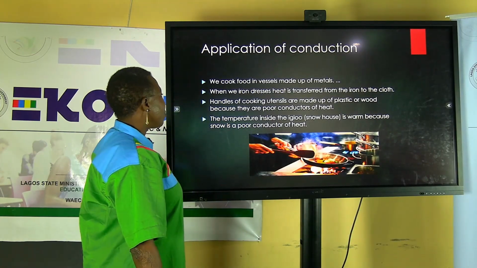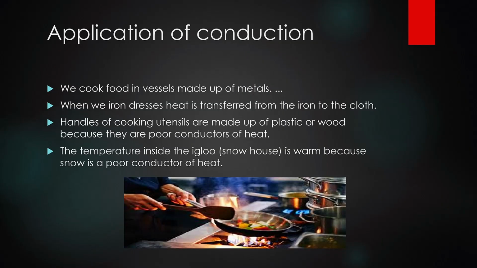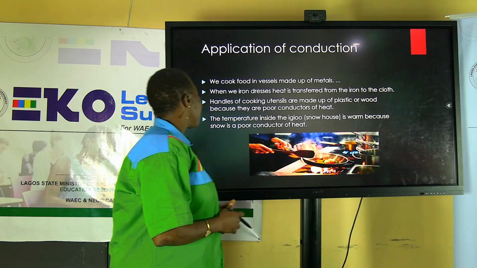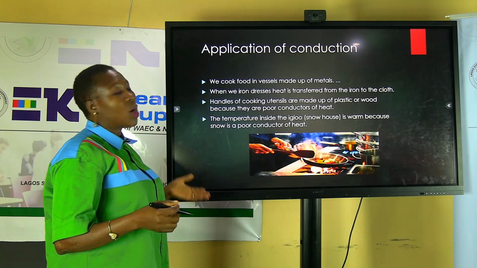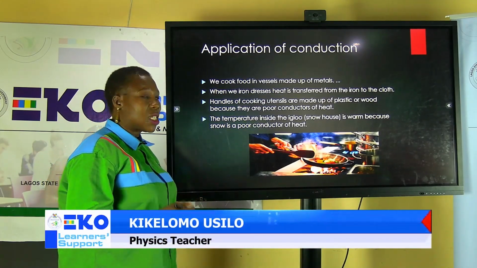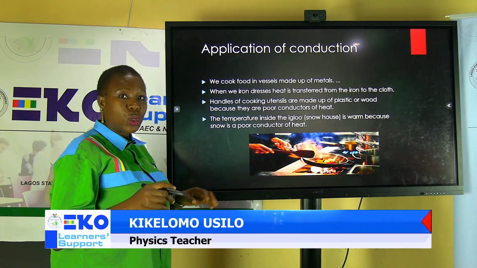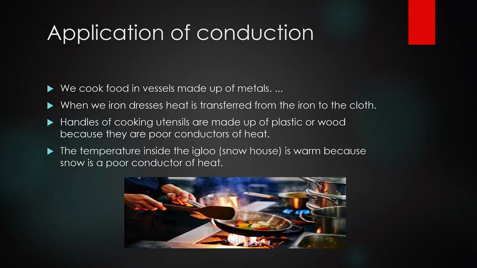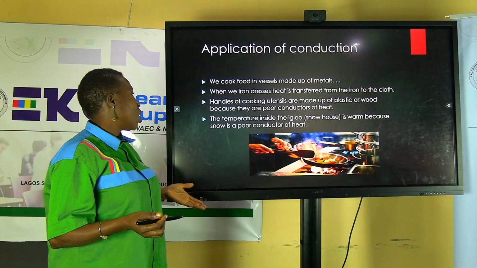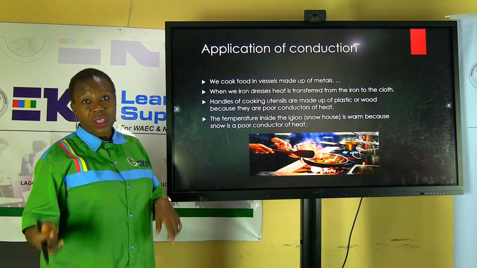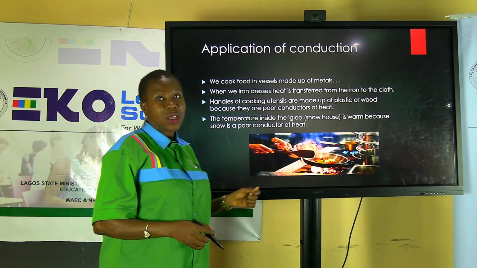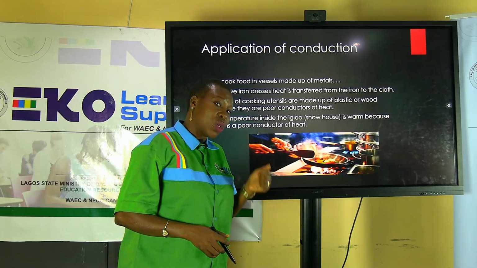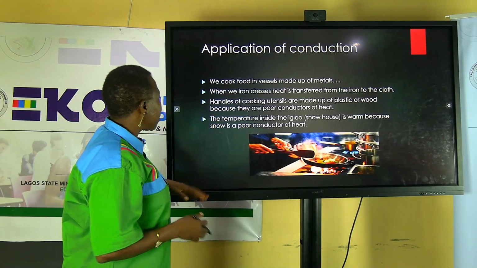Application of conduction. We cook food in vessels made up of metals. And when we iron our dresses, heat is transferred from the iron to the cloth to smoothen the wrinkled parts. Then we also have the handles of our cooking utensils. That is why they are made of plastic or wood, because they are poor conductors of heat. If it were made of metal, definitely we are going to feel the wrath of the heat on our palms.